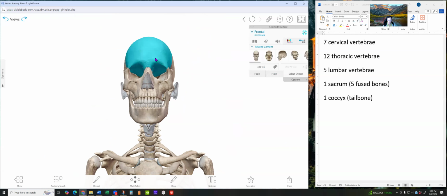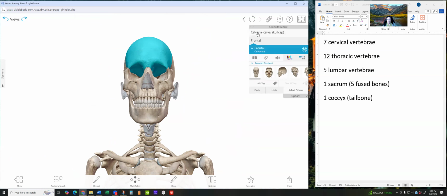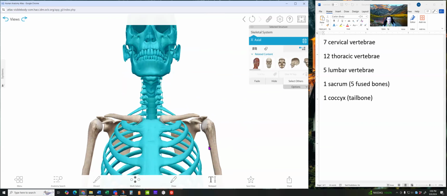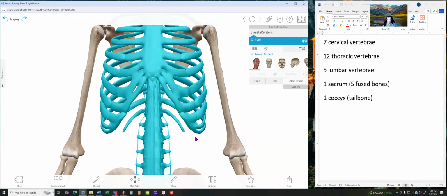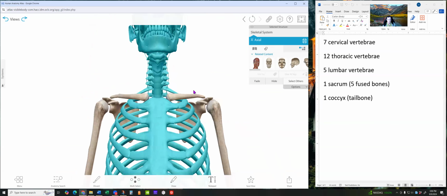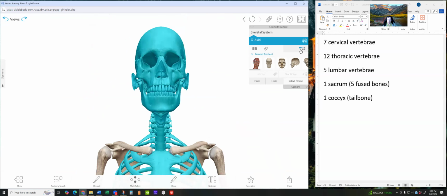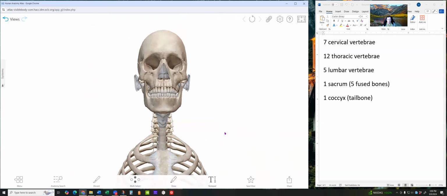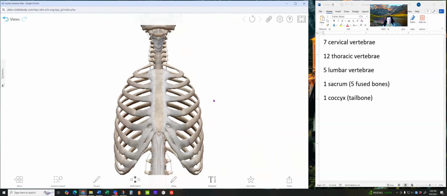Click the frontal bones, probably easiest. Highlight that. Keep clicking the top term until you find the word axial. Okay. We've got the axial skeleton here. All right. Now, go up and hit isolate. 1, 2, 3, add. There we go. We've isolated the axial skeleton.